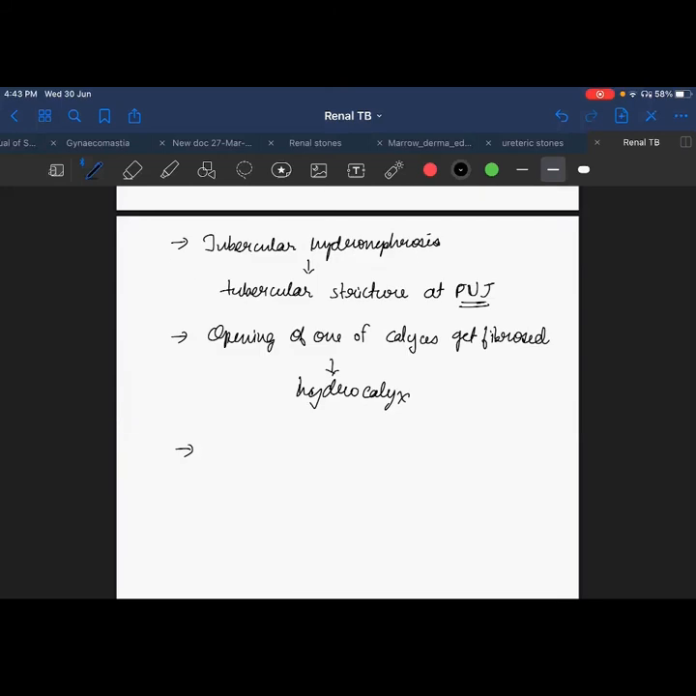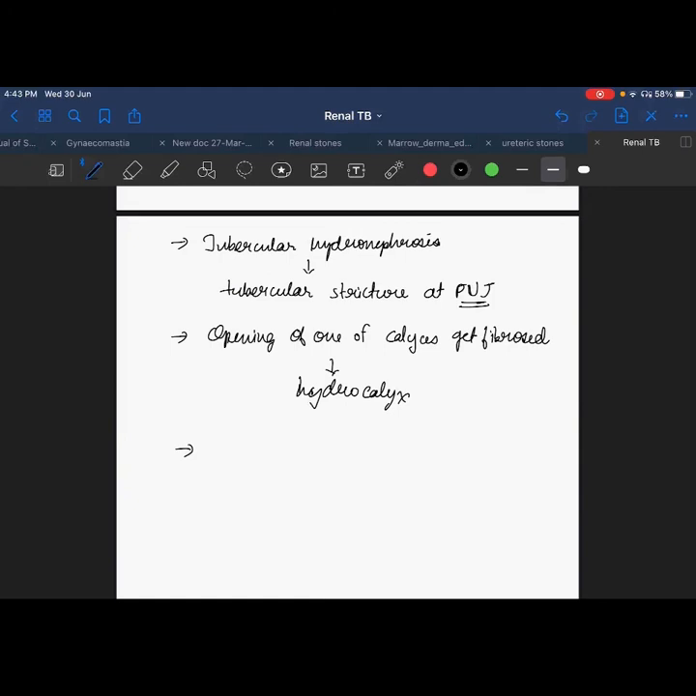Next, there is something known as tubercular hydronephrosis. Why does tubercular hydronephrosis occur? It is due to tubercular stricture at the pelviureteric junction. Since there is stricture, there will be obstruction of the renal flow, and the patient will develop hydronephrosis.